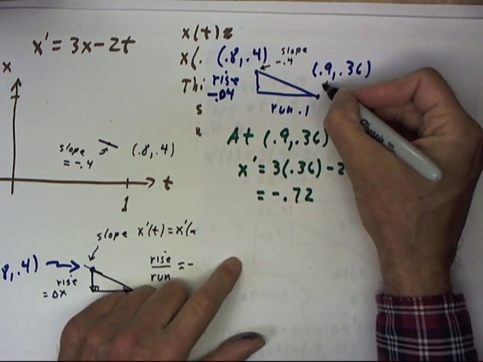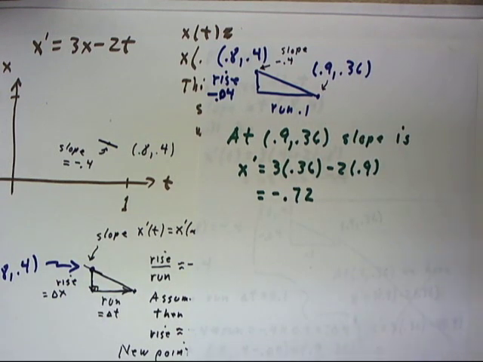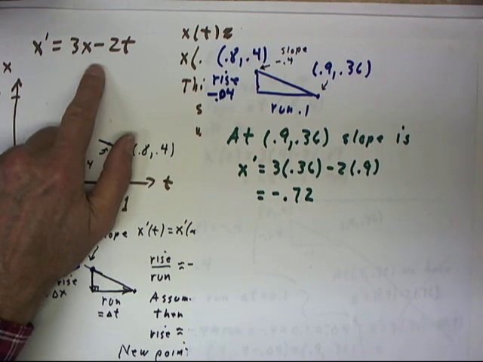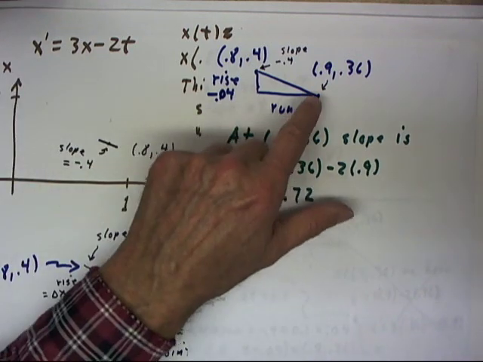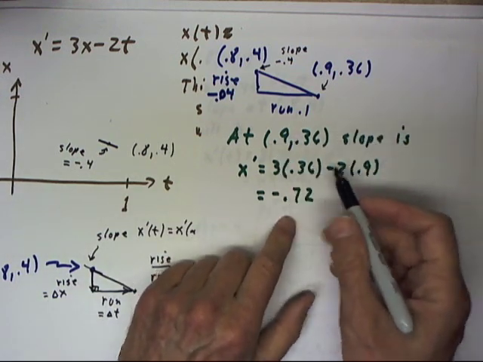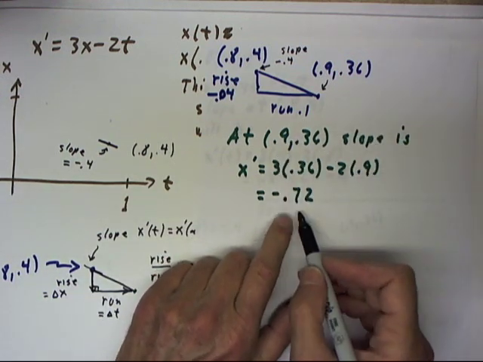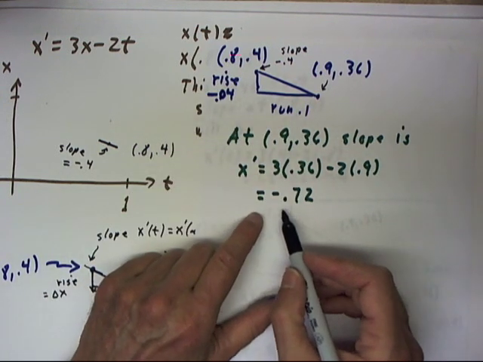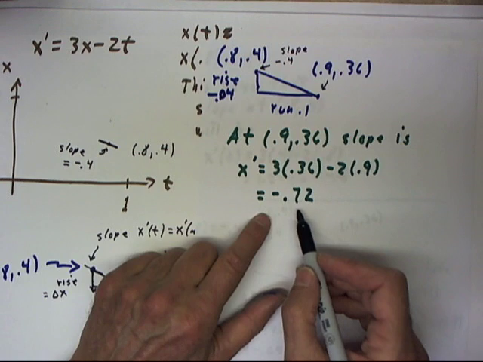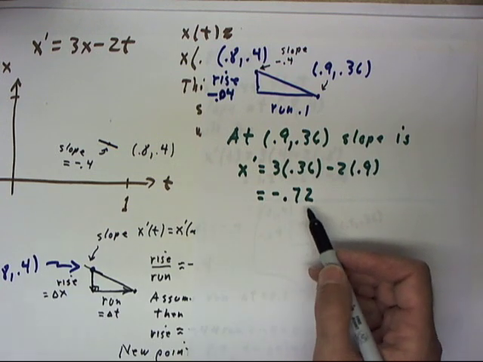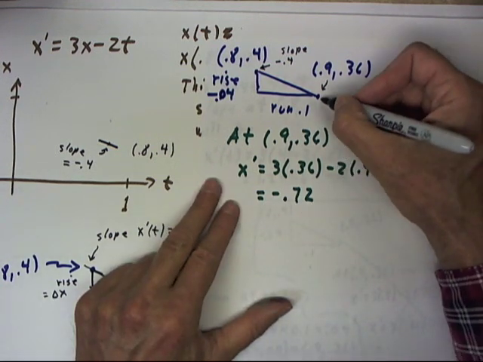Now, we can recalculate using our formula for the derivative. We can recalculate the value of x prime at this point. In doing so, we find that just plugging in 0.9 and 0.36, just over that run of 0.1, our slope has changed all the way to negative 0.72. Now that's a pretty big change. From negative 0.4 to negative 0.72, our slope has very nearly doubled.